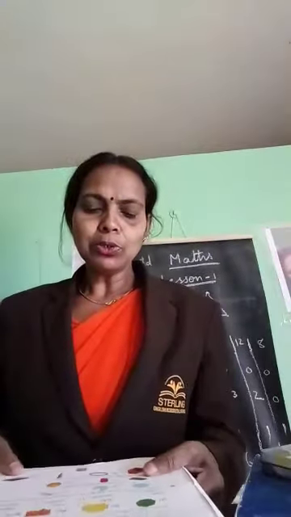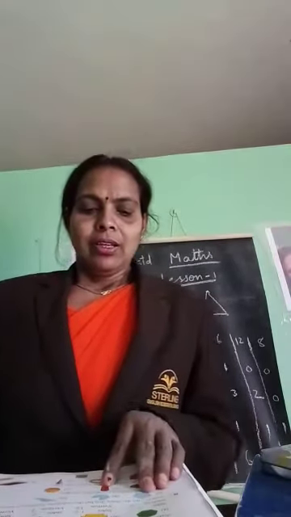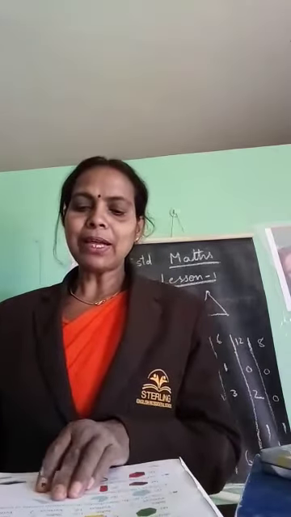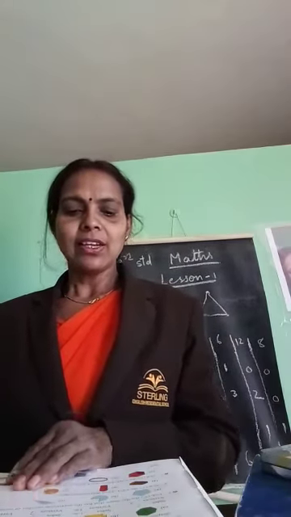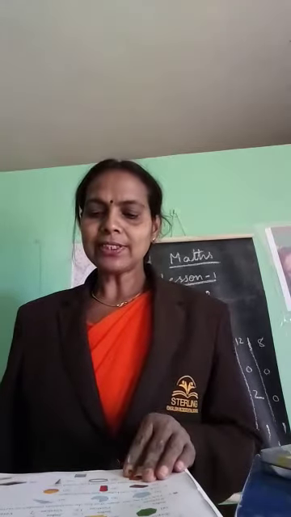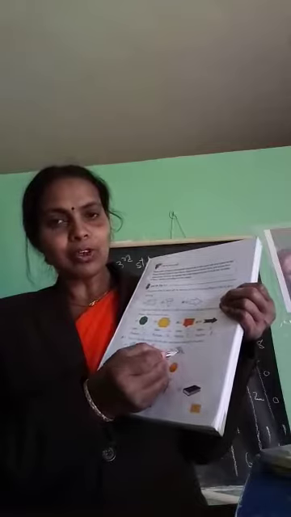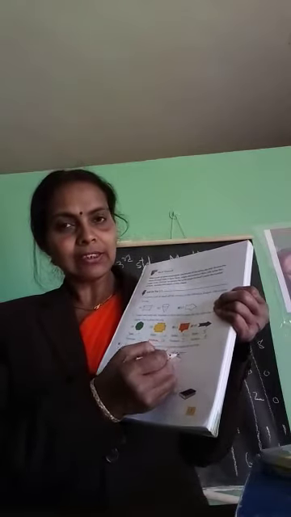Now children, come to question number 3. Tick the flat shapes that has maximum number of vertices. So which has maximum number of vertices? This shape. This has so many corners. More corners are here, so tick it here. More vertices are there, so tick this shape. Now next one.